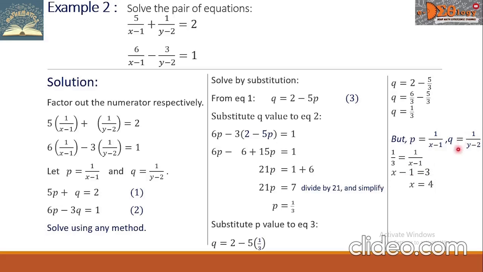Then let us solve for y. Q equals 1 over y minus 2. We substitute the value of q in here. It becomes 1/3 equals 1 over y minus 2. When we cross multiply, y minus 2 equals 3. Then this negative 2 we transpose to the right to be combined with positive 3. Value of y equals 5. So the values for x and y are 4 and 5 respectively.